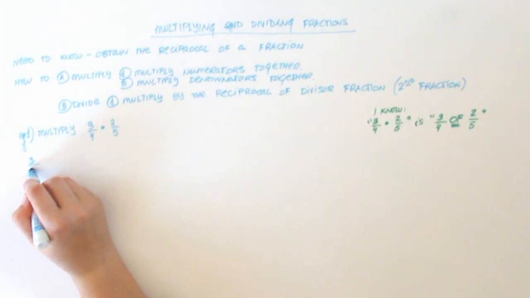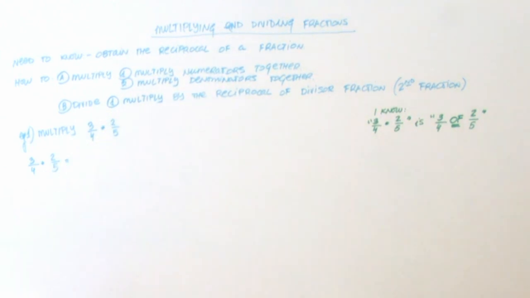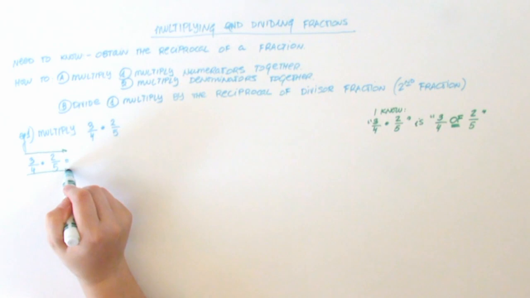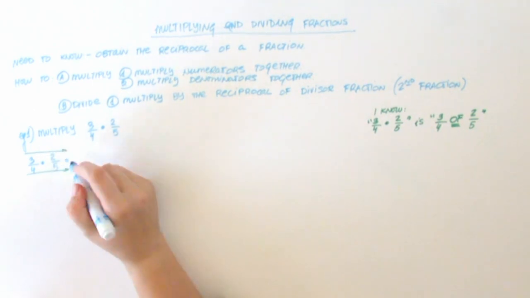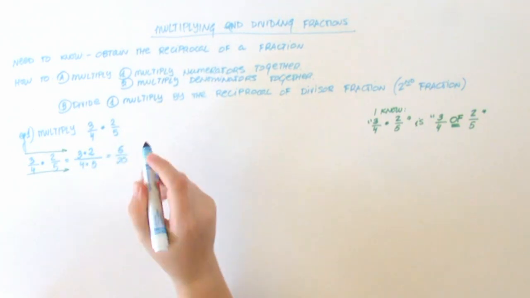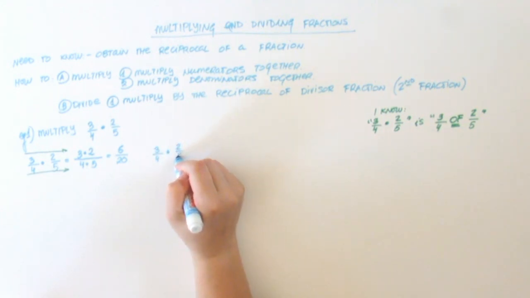What I'm going to do is simply multiply the numerators together and the denominators together. So if I do 3 times 2 over 4 times 5, that would give me 6 over 20. And that's the result. I could go and box it and be done with it.